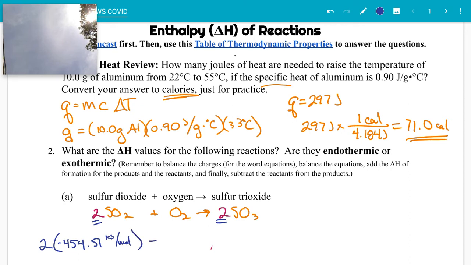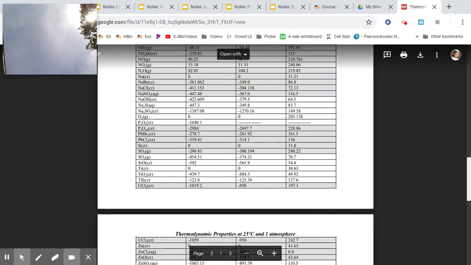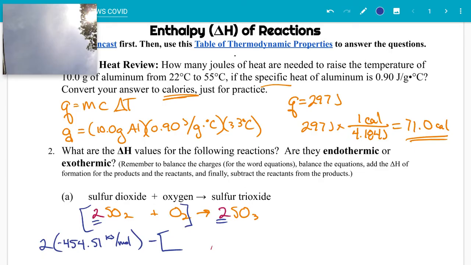And then from that, we're going to subtract the reactants. There are 2 reactants. I'm going to put them in brackets just so you know what I'm putting in reactants. So the first one is the sulfur dioxide. And so I go back to my sheet and I look up sulfur dioxide. And in this case, sulfur dioxide is a minus 296.83. So I'll go back to my thing, and we have 2 of them. So I'm going to do 2 times the minus 296.83 plus, and then this one is going to be 0. Because the oxygen is a 0.